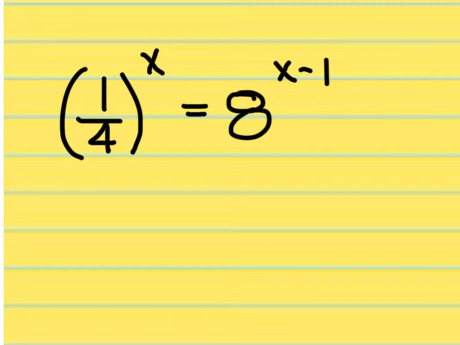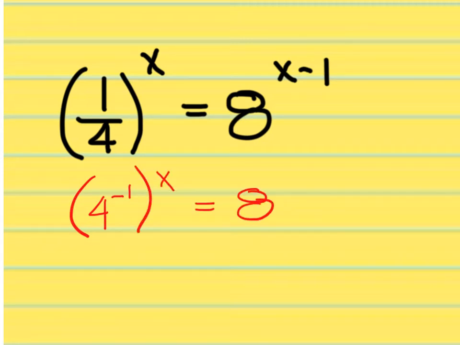For this problem, we have 1/4 to the x power equals 8 to the x minus 1 power. Well, the first thing we're going to need to do is to get rid of this 1/4. We need to convert it to something that we can use as an integer. And to do that, you would make it 4 to the negative 1 power, and then to the x power. Now you're presented with a dilemma. 4 to what integer power is 8? There isn't one.